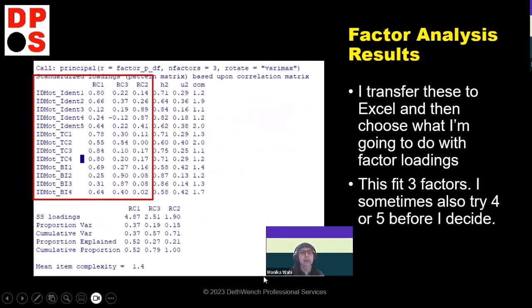So as you can see, this is the output. RC1, RC3, and RC2 are the three factor loadings I force it into. And you can easily see what I want to load together. Like I want all these. I want the, like, this says 0.80. I wish all of them said 0.80, but this one says 0.24.